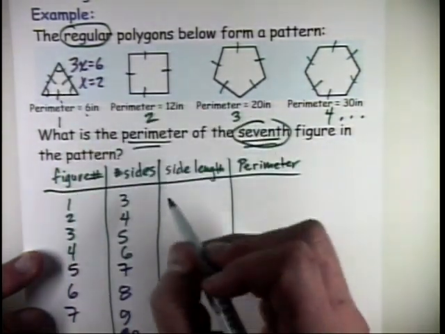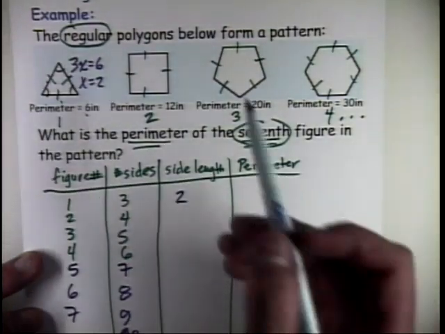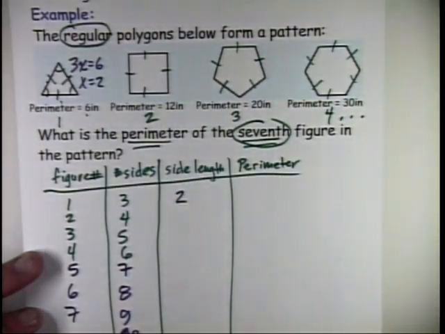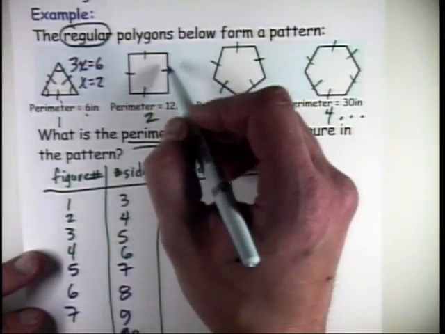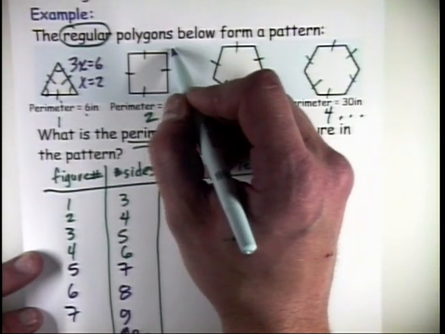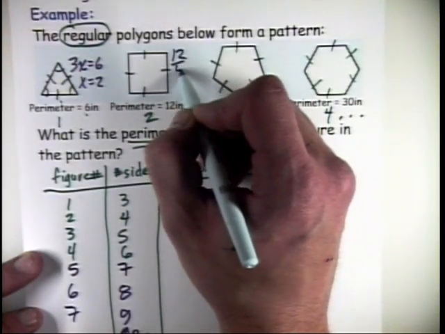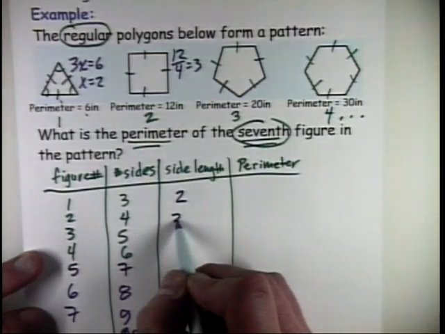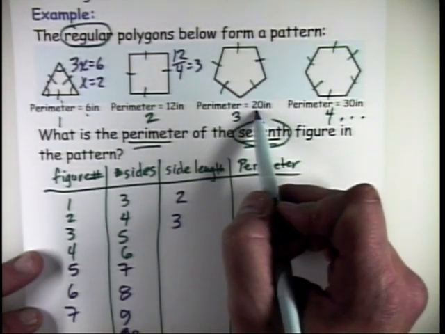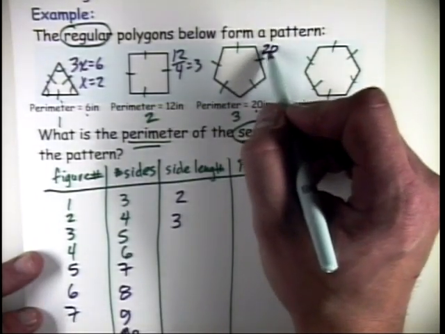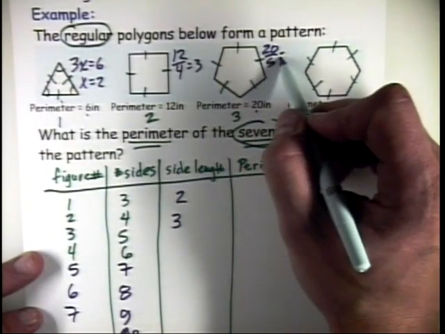2, 4, 6. We'll do the same thing. We're essentially going to take the perimeter and divide by the number of side lengths. So if this is 12 all the way around, there's 4 sides, the side length must be 12 divided by 4, which is 3. Continuing on, the perimeter of this one was 20. There's 5 side lengths, so 20 divided by 5 was 4.